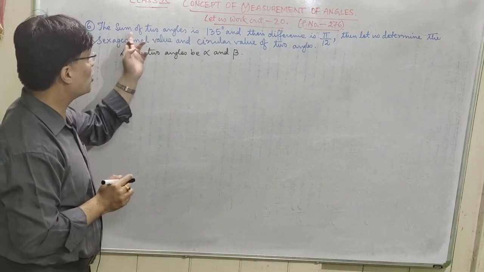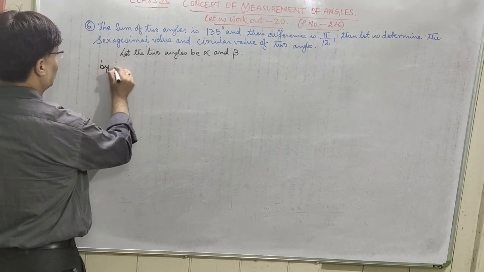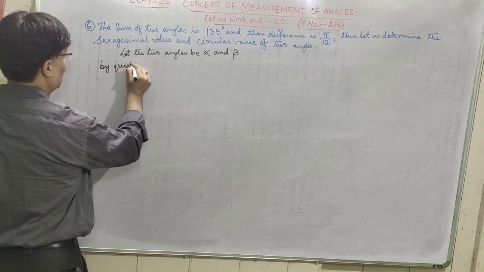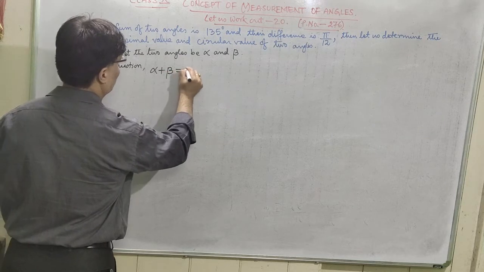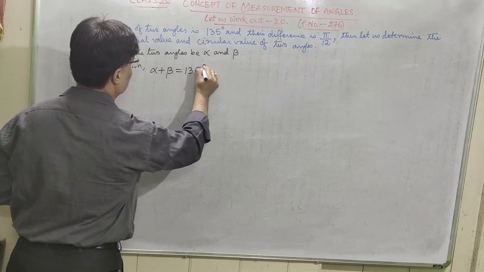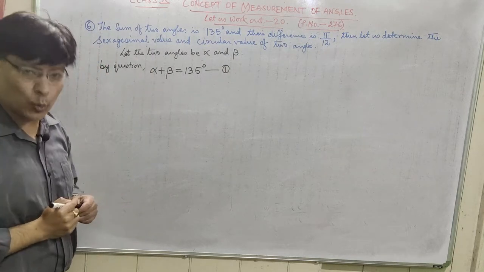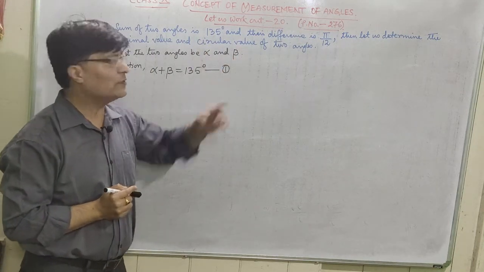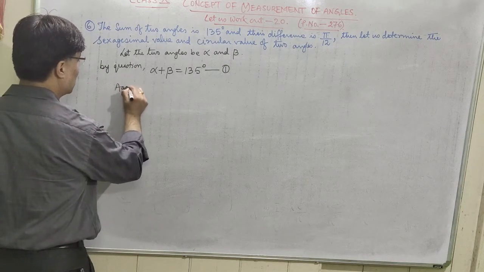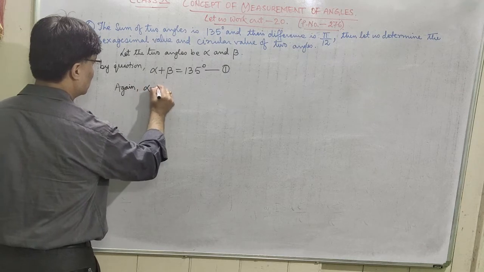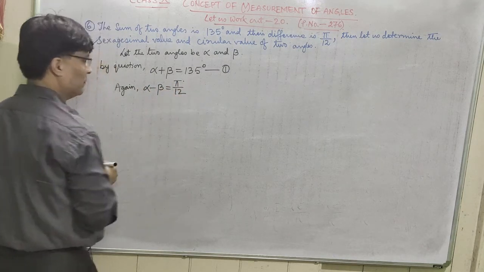So by question, sum of these two angles is equal to 135 degree. So you can write here, by question we can write sum of the two angles alpha plus beta is equal to what? It is 135 degree. Let us mark it as number 1. Okay, and the difference is pi by 12. Again by question, what can I write? That is again their difference, alpha minus beta is equal to pi by 12.